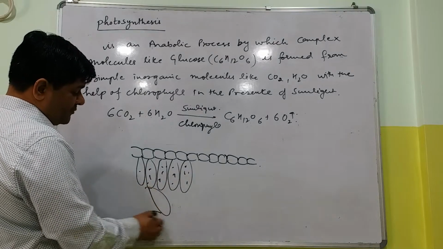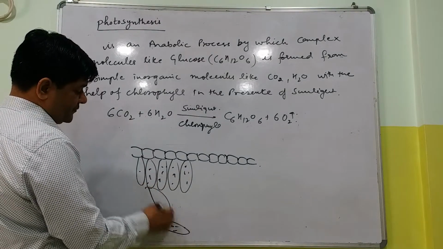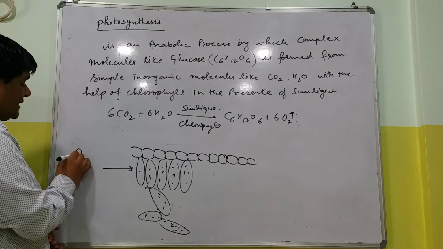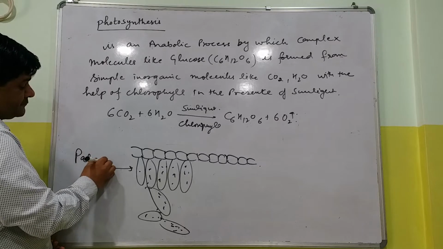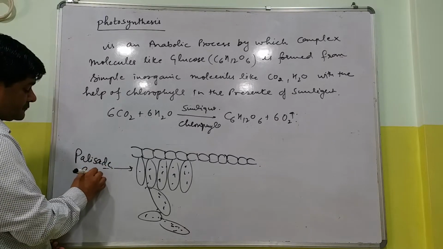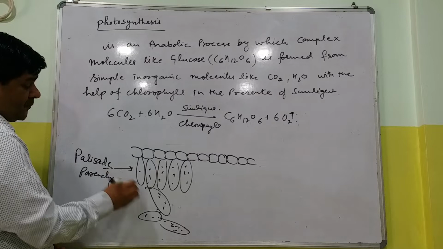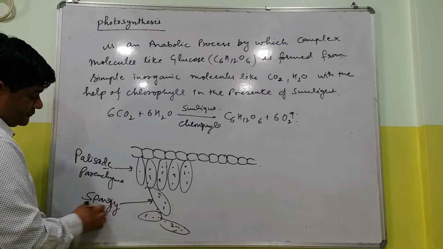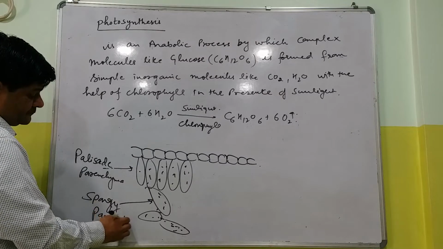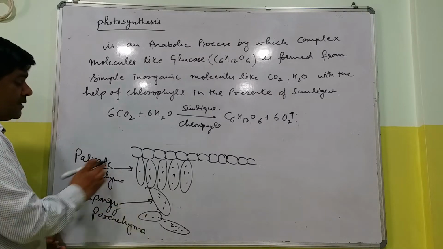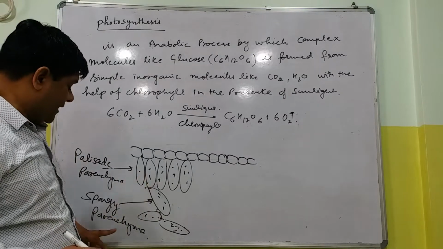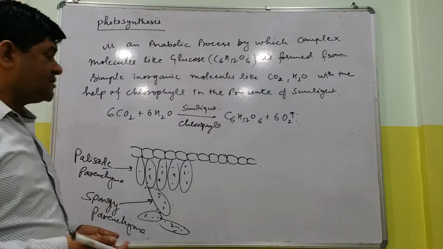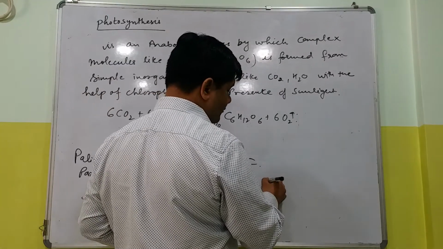There are two types of mesophyll cells present in the leaf. These are called palisade parenchyma and spongy parenchyma. Inside this palisade parenchyma and spongy parenchyma, chloroplasts are present. So these chloroplasts, as you know, are the site of photosynthesis.